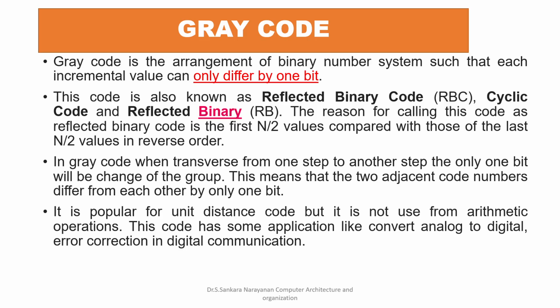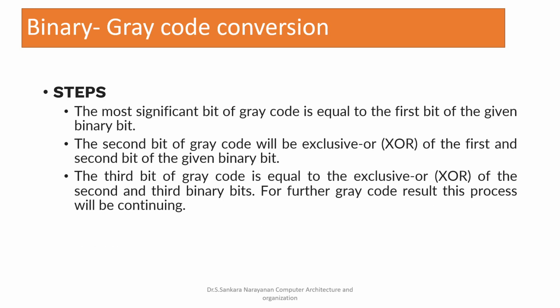So in gray code, when we traverse from one step to another step, only one bit will change. This means that two adjacent code numbers differ from each other by only 1 bit. It is popular as a unit distance code, but it is not used for arithmetic operations. This code has some applications like analog to digital conversion and error correction in digital communication.